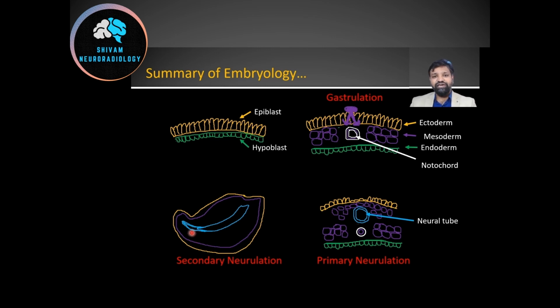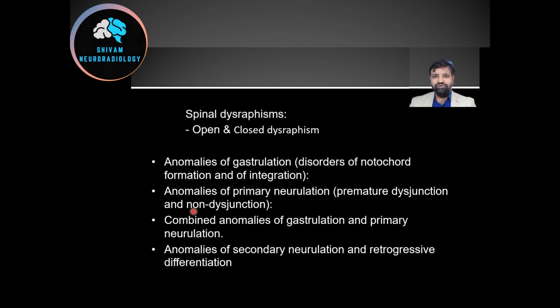This will be formed by appearance of a caudal cell mass, which is basically totipotent stem cells which can transform themselves into any of the components. So they will lead to cavitation, and ultimately they will attach to the already existing primary neurulation components, leading to completion of the components. Now, instead of looking at open and closed dysraphisms, we can try to see whether they are anomalies of gastrulation or primary neurulation or secondary neurulation or combined anomalies of all these components.